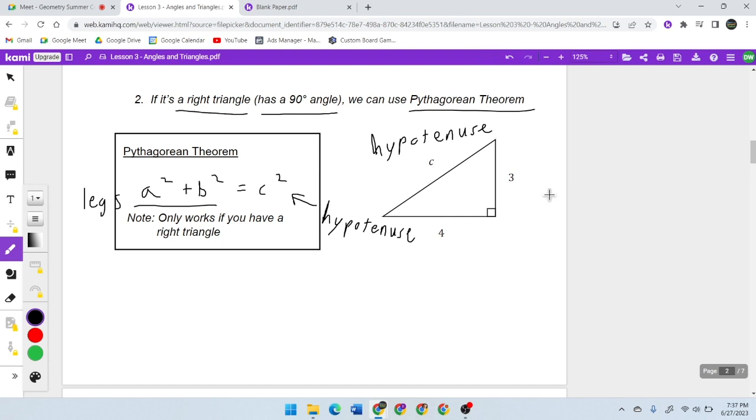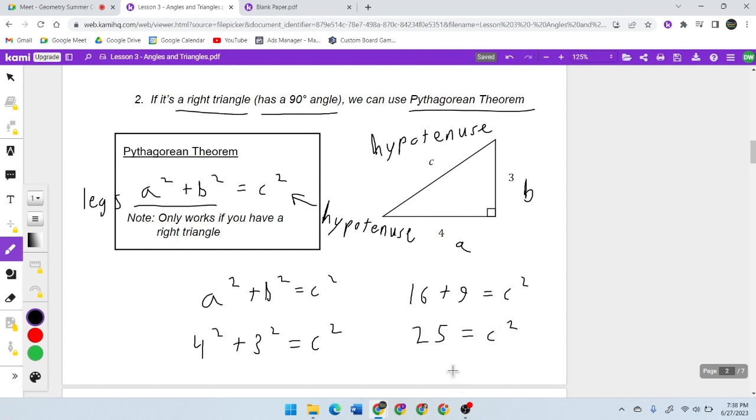That's a fun fact. So in this example we have here, you can say this leg is A. You can call side B the 3 side. And what I'm saying is, if a squared plus b squared equals c squared, then 4 squared plus 3 squared equals c squared. You can reduce this to 16 plus 9 equals c squared. 16 plus 9 is 25, equals c squared. Then you just have to take the square root, and hopefully you know the square root of 25 is just 5. So there we go. We just found the hypotenuse.